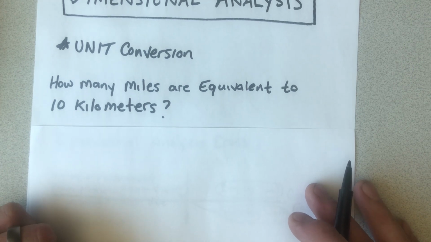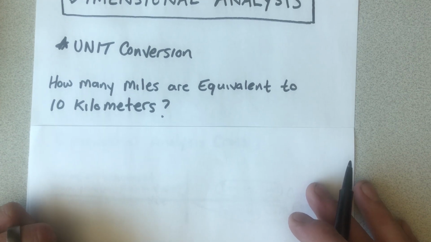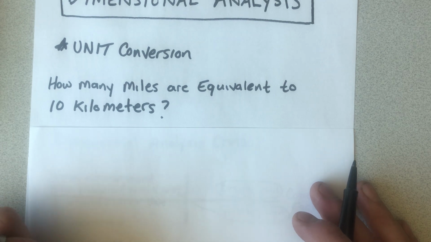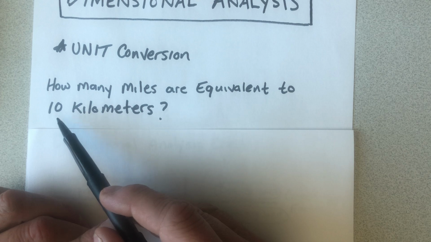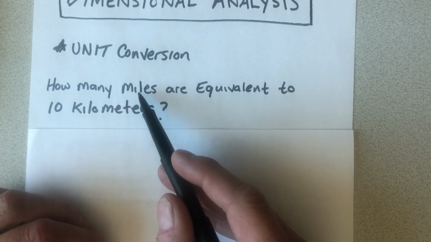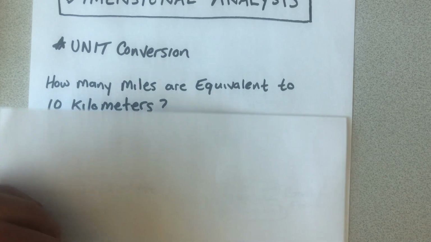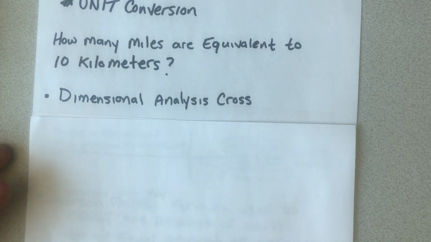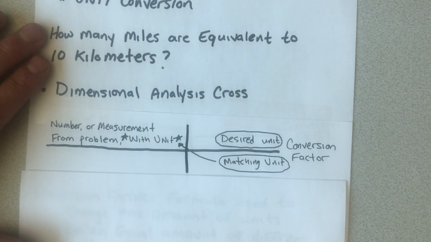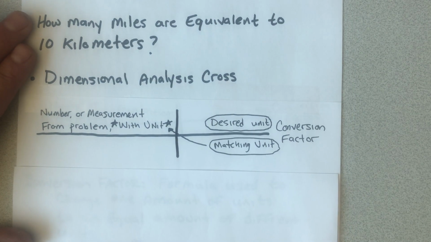How many miles are equivalent to 10 kilometers? All we're doing is converting 10 kilometers into a new unit of length that we're familiar with, miles. And here's how you do that. You set up what's called a dimensional analysis cross. They can look simple, or they can look a little more complicated. So here's what a dimensional analysis cross is.